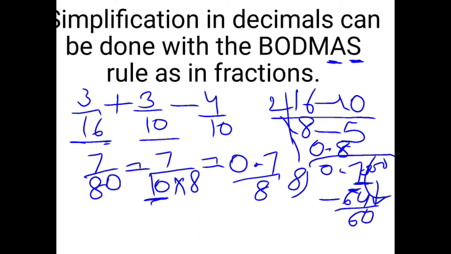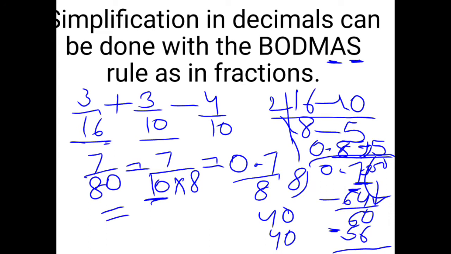Take another 0 down. 60. Now 8 7s are 56. Now what did you get? 4. I'm writing 4 this side. Then we are taking a 0 down. Now 8 5s are 40. So as final, we got the answer 0.875 for this complete question. The 0 is also here because we are not able to divide only 7. That's why we applied 0 here. And 875.